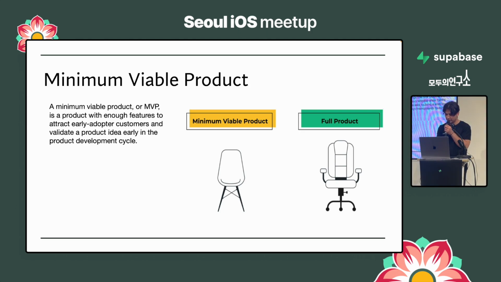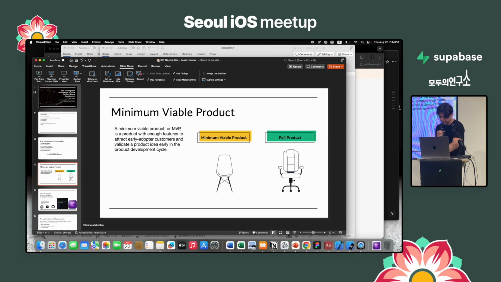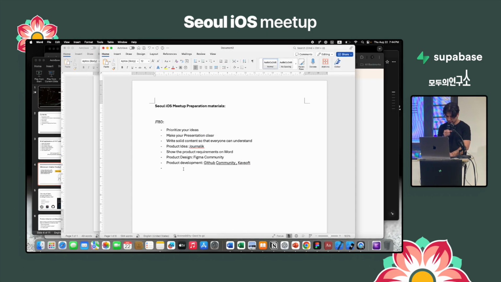I'm going to show you how I did it. I already told you that this presentation is all about MVP. This is a minimum viable presentation. So how did I prioritize my ideas, how did I come up with the presentation, and what am I going to give you?